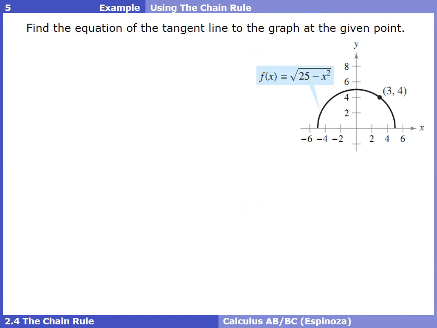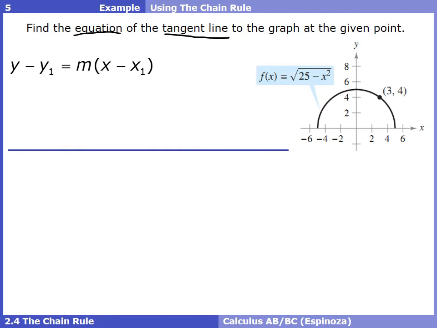This next problem is a hopefully very, very common problem for you by now. We're being asked to find an equation of a tangent line. Like you've heard me say in the past, every time you see a problem mentioning an equation of a tangent line that you need to write, the very first thing I would write down is our point-slope formula, because that's what's going to get us to the answer. We need a point and we need a slope. So how are we going to do this problem?